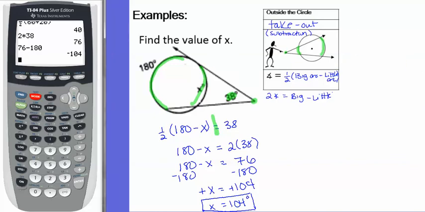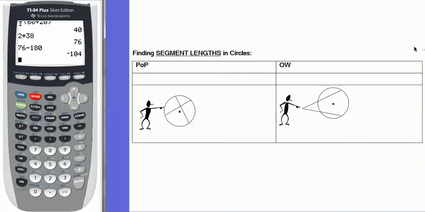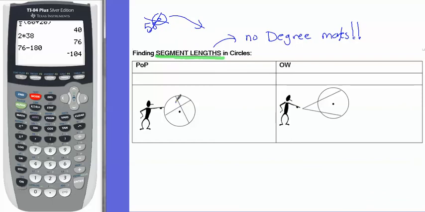So let's go on to the next set. Now, this is a little bit different. I'm not looking for an angle anymore. I'm looking for segment lengths. Now, one of the biggest hints to this is there are going to be no degree marks. If there are no little degrees, like 58 degrees, none of those, then I know I'm probably looking for segment marks or segment lengths. Now, there's really only two formulas for this that you have to remember.